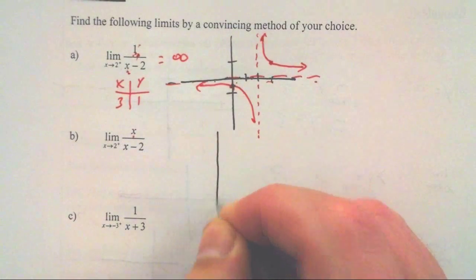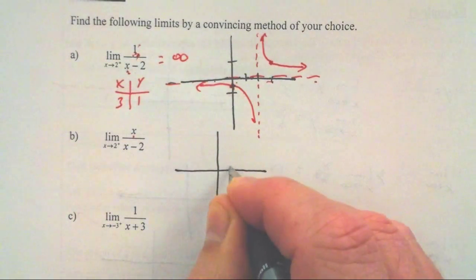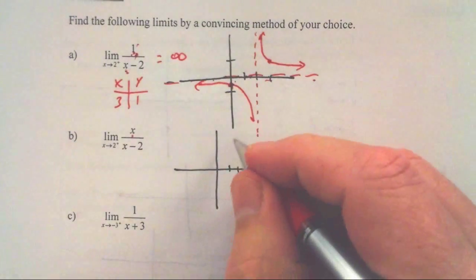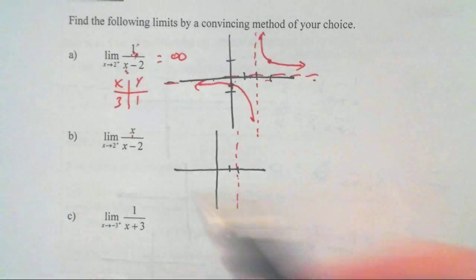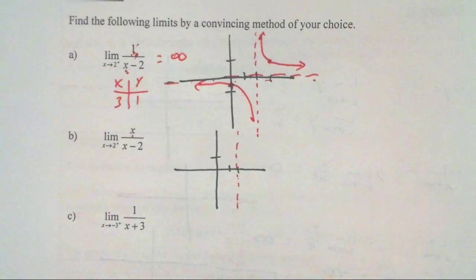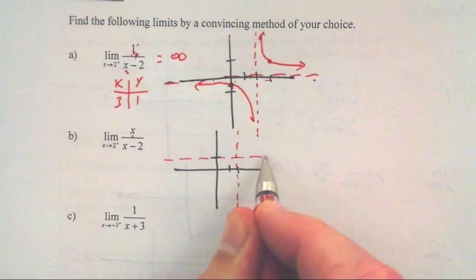Let's quick sketch of this guy. Once again, vertical asymptote at 2. What happens when x gets huge? This function wants to become what when x gets huge? 1. Wants to become 1. Is that all right?